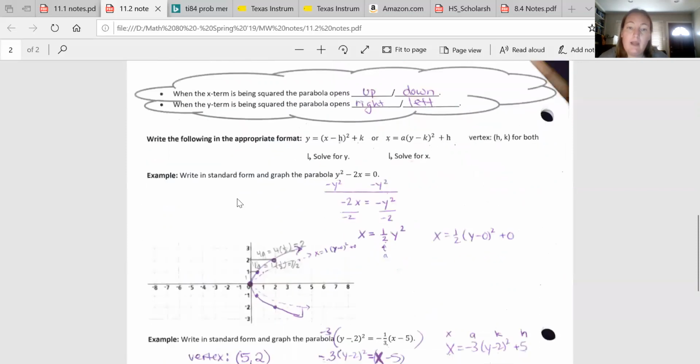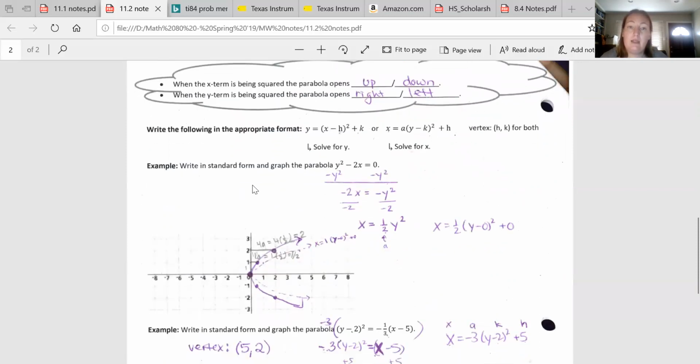So in order to write a parabola in standard form, you will, in this case, want to solve for y, and in this case, you're going to want to solve for x. So we see here the y is squared, so we're going to solve for x. So to solve for x, we subtract y squared from both sides. We divide by -2. And then we can simplify that to positive 1/2, 1/2 y squared. And there we go. Our A will be 1/2.